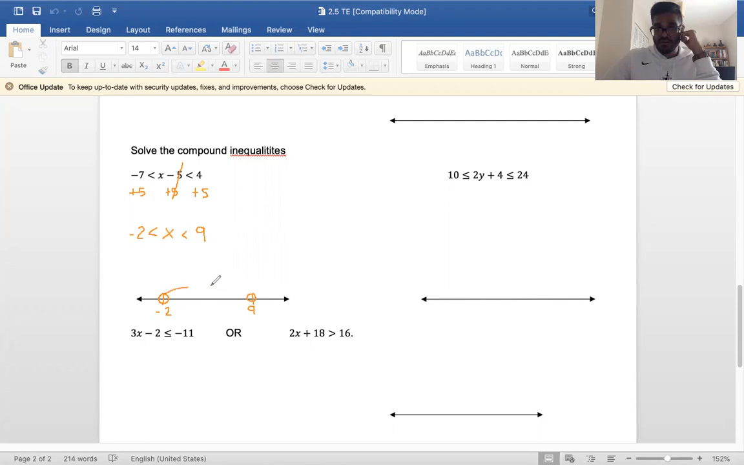So then you can connect these sections. Anything in the middle of these, anything in this little portion right here on the number line, is going to be a valid solution. And you can read this a couple different ways. You can read this as -2 is less than x, which is less than 9. I read it as x is greater than -2, then x is less than 9. A couple different ways you can do the same thing.